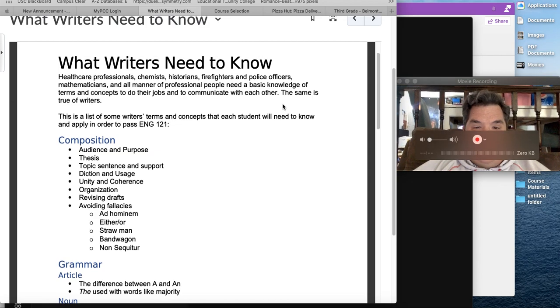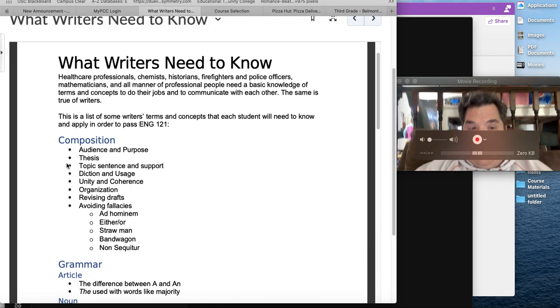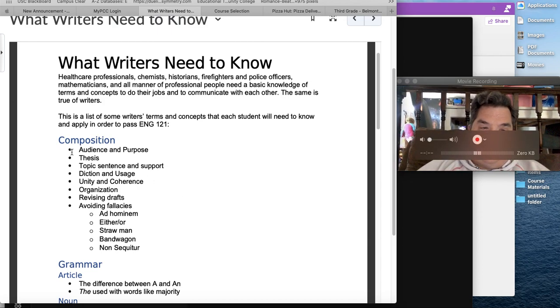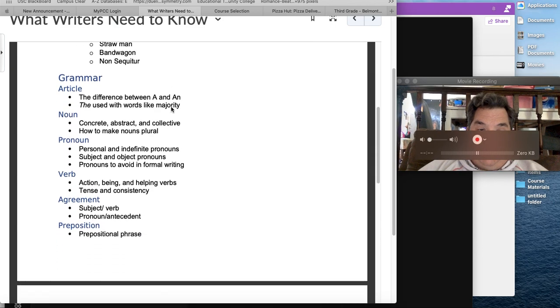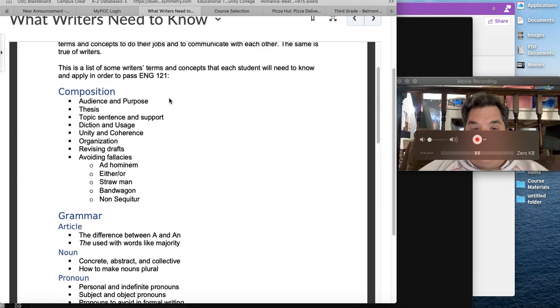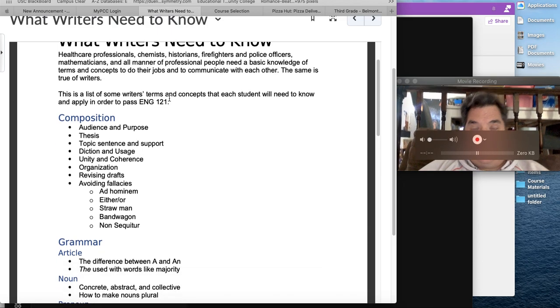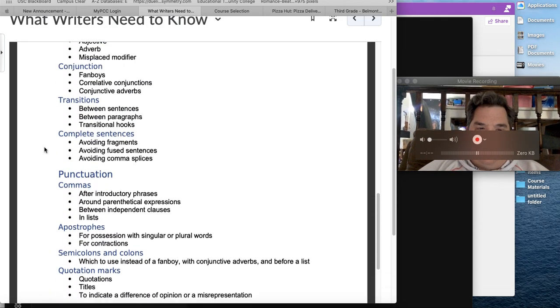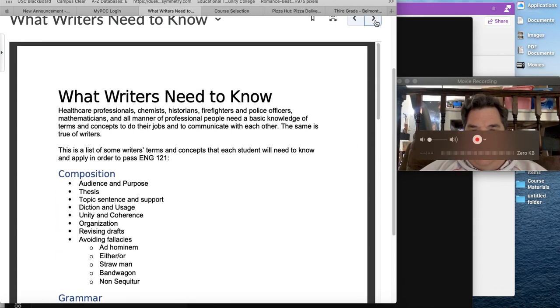There are lots of terms that you will need to identify and define, and those terms include audience and purpose, thesis, topic, sentence, diction and usage, and so on all the way down the line. There are lots of ways that you can organize this. It does say that you have to organize it alphabetically, but I'm not going to require that actually. You can organize it in a way that makes sense to you, and that's totally fine with me.